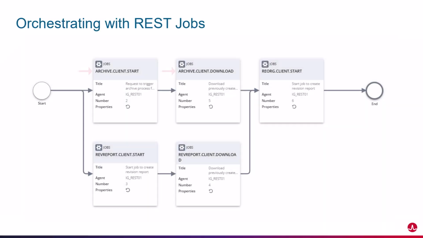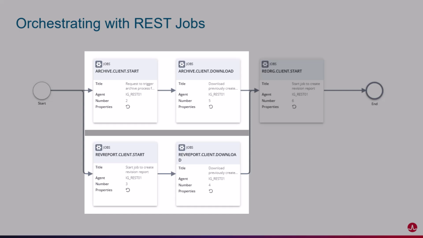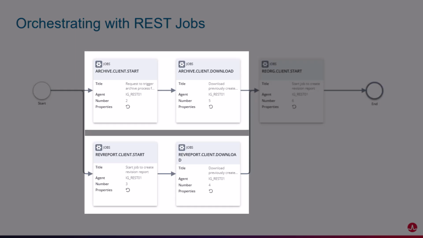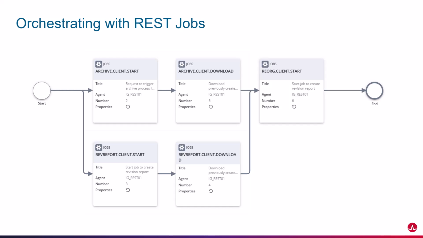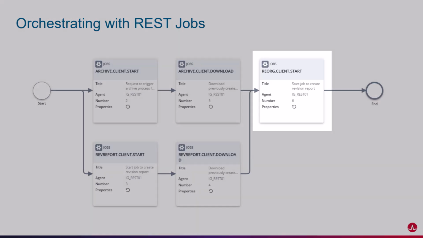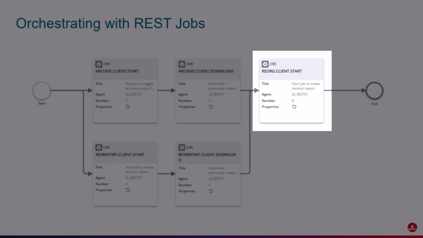This workflow automates archiving, reporting, and reorganizing data processed through a single REST agent. When the workflow is executed, it triggers both the archiving process and the revision report to maximize efficiency right from the start. This parallel branching allows the system to handle these operations independently. Once both processes end successfully, the data reorganization job is executed.